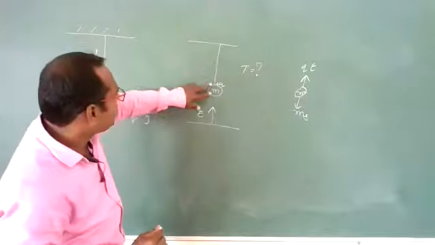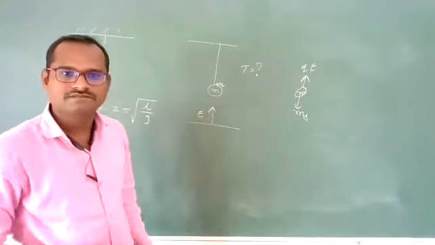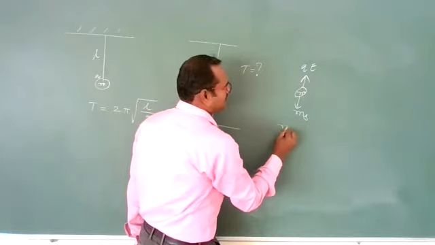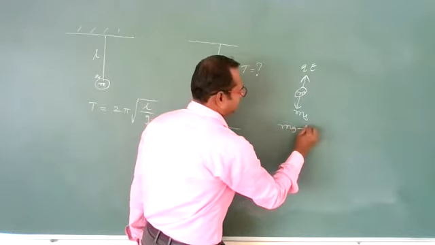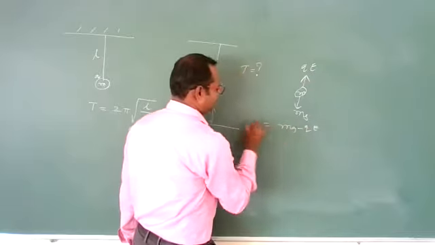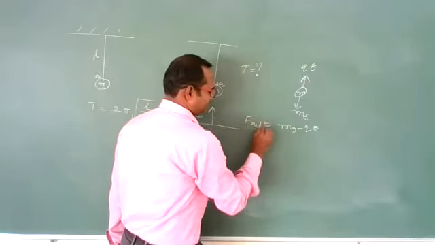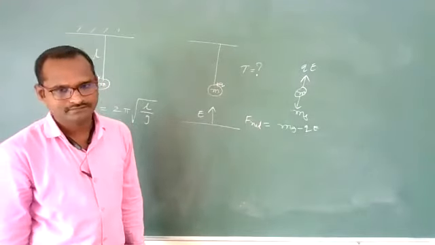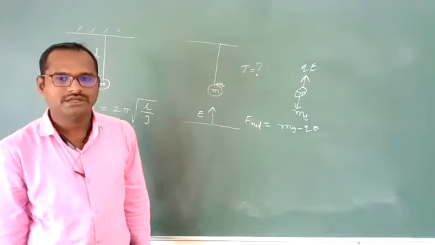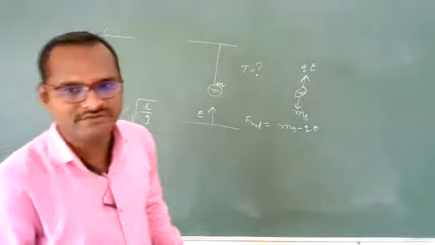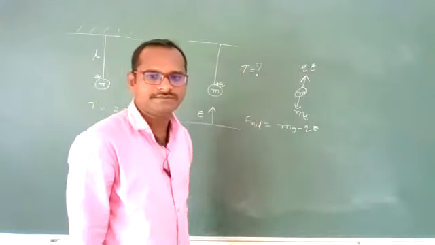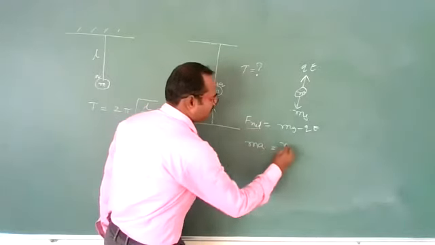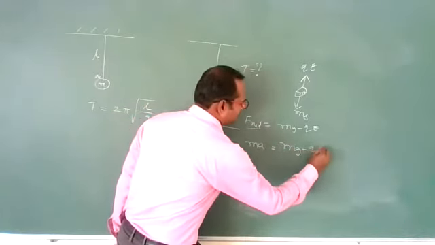Clear? As this ball goes up and down, you can write the net force is equal to mg minus qE. This is the net force, F net. Clear students? Are you getting? The net force acting on this will be mg minus qE. This net force we can write in the form of ma, so ma is equal to mg minus qE.